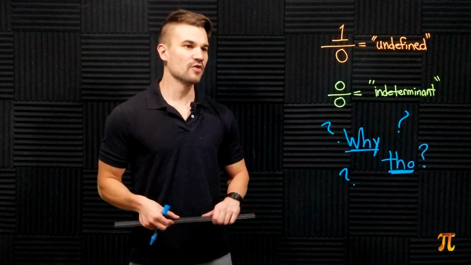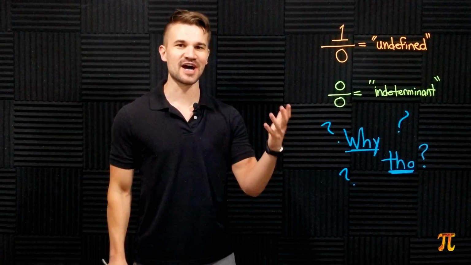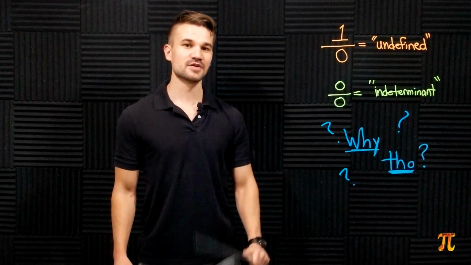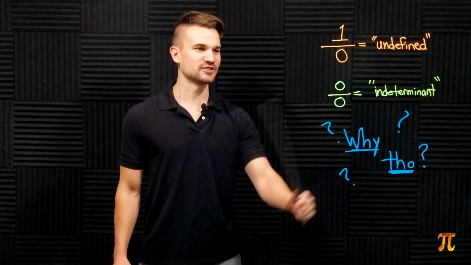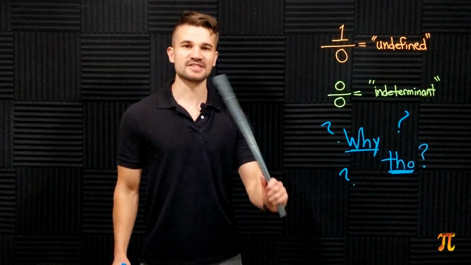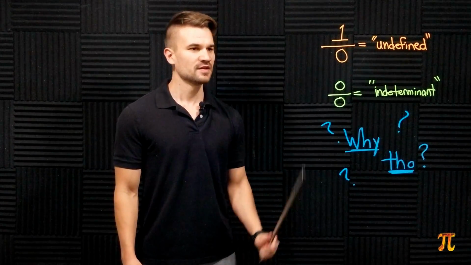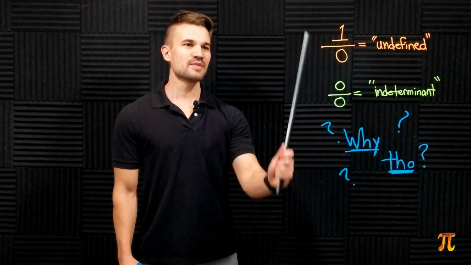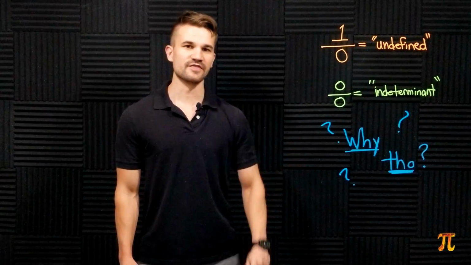What's the difference? Well, first of all, indeterminate is just a special kind of undefined. 0 divided by 0 is undefined, and it is also indeterminate, which is just being a little more specific. 1 divided by 0 is not indeterminate, but it is undefined. So what's the difference? All right, let's say we have this number n that is equal to 1 divided by 0.